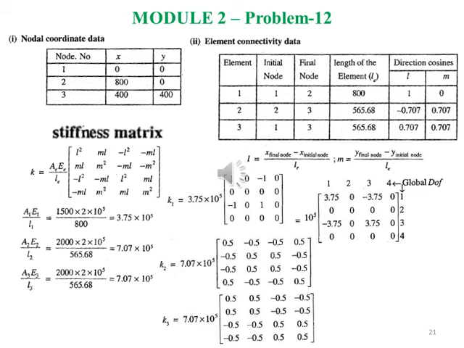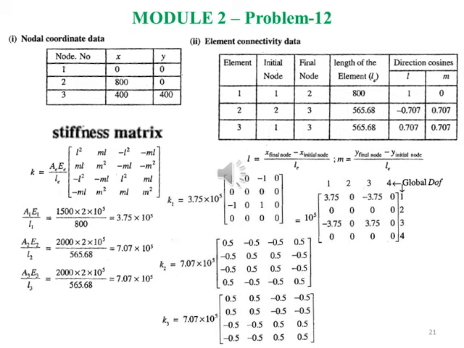We have written down the direction cosines for both L and M. For element 1 it is 1 and 0, for element 2 it is minus 0.707 and plus 0.707, and for element 3 it is minus 0.707 for L and M is also plus 0.707. So once the element connectivity data is completed, we can move to write down the stiffness matrix.